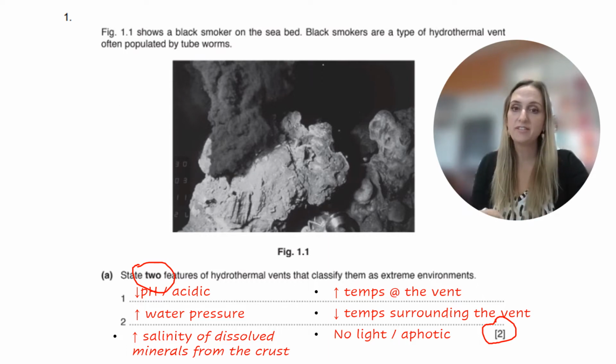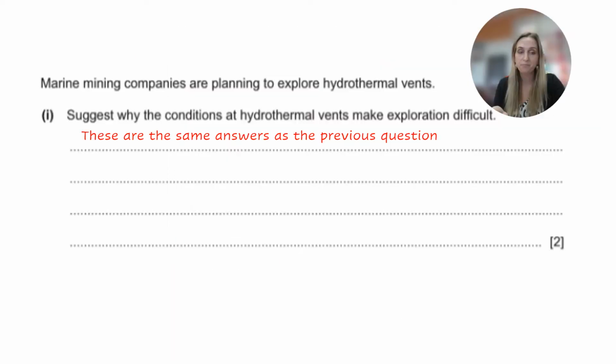If we consider these 6 answer potentials that I gave, all of these things would make human exploration there quite difficult, especially if we were going there to mine or to take any minerals back with us to the surface and use whatever. It would make exploration difficult. So those answers that we just went over are going to be the same for the question. I believe it's on the back of your paper, and it says marine mining companies are planning to explore the hydrothermal vents. Suggest why the conditions at hydrothermal vents will make exploration difficult.